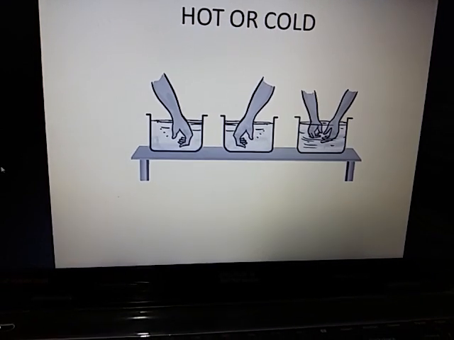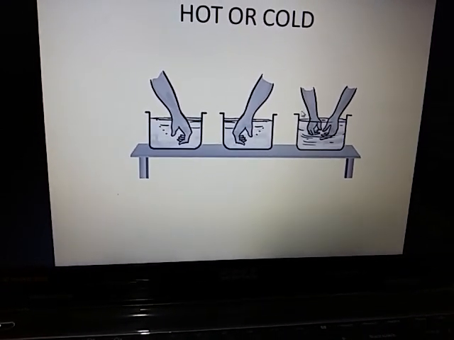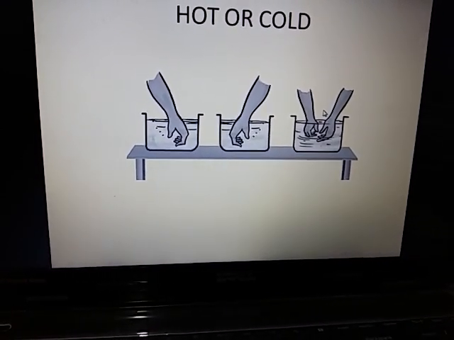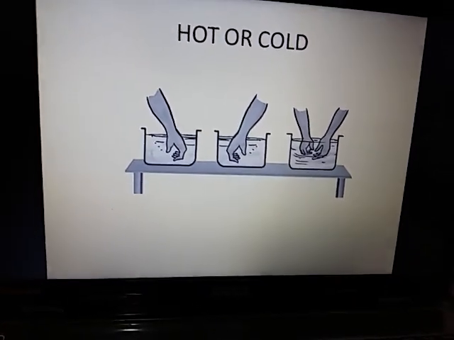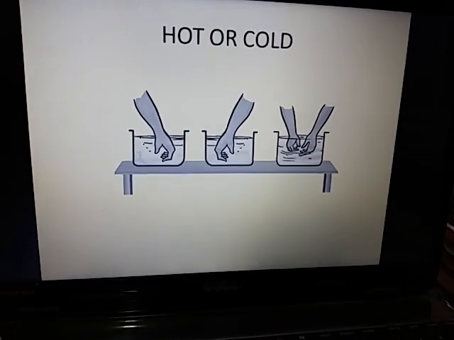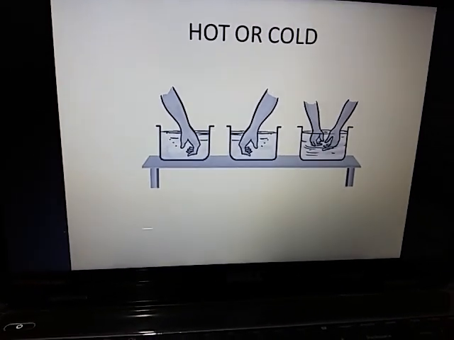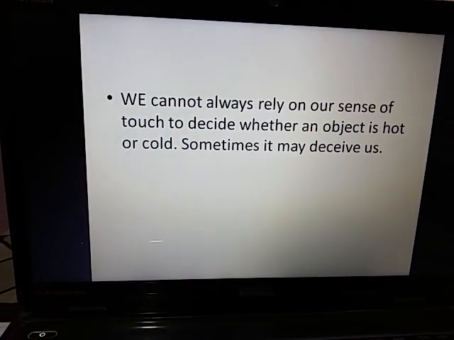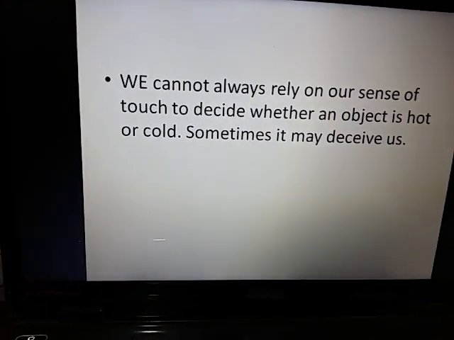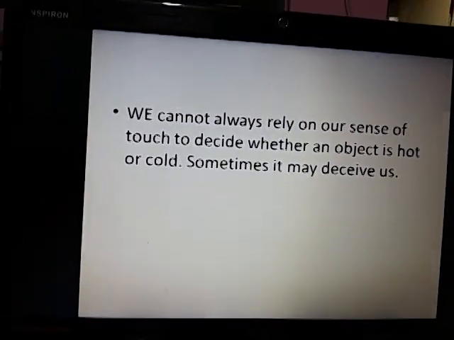So do both of your hands feel equally hot or cold in this mixture or not? By that you will be able to answer my next question. Okay, so can we rely on our sense of touch to decide whether an object is hot or cold?